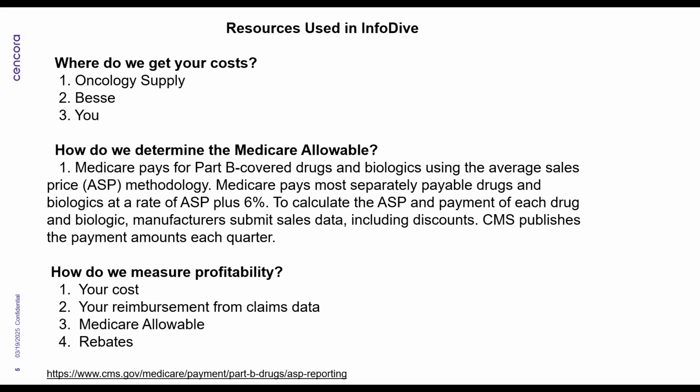And then we're going to use your claims data to obtain reimbursement, and we compare that to the cost when those are available. We also receive rebate information from Oncology Supply each quarter, and we report those rebates and how that impacts your profitability. And then the drugs and supplies without cost report compares your reimbursement to the Medicare allowable, so you can still determine if you're getting reimbursed fairly.